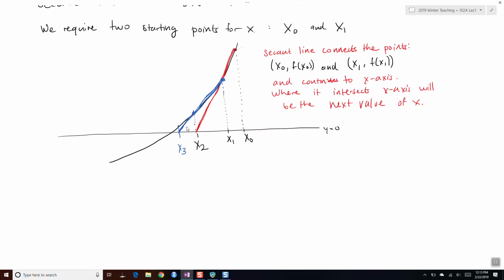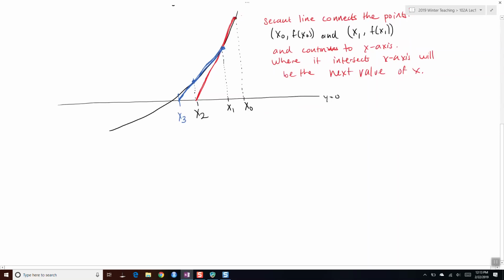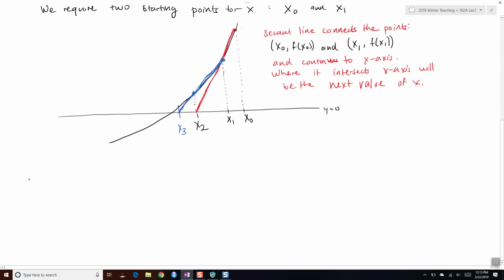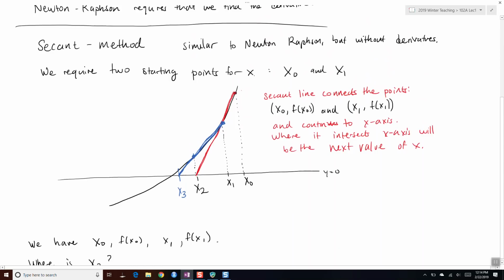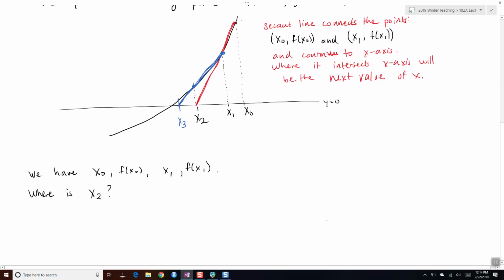So let's figure out, if we have x0 and we have x1, where is x2? So we have x0, f of x0, x1, and f of x1. Okay, where is x2? What we're going to do is zoom in on this triangle here.